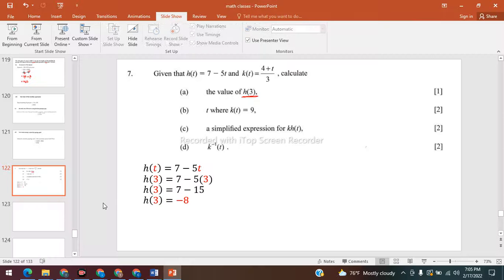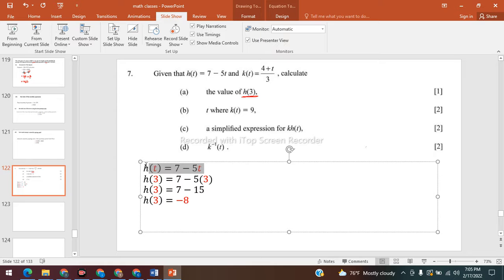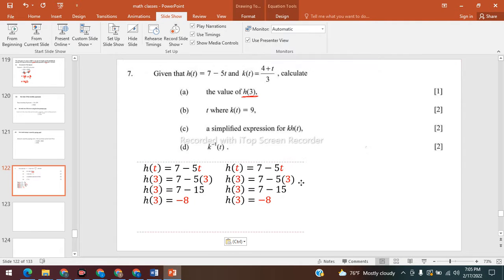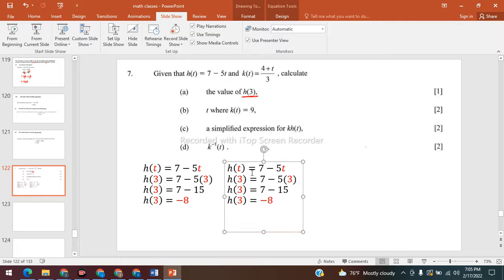Let's do another one just like this, even though they don't have it written. What if I wanted h of 4? Can someone tell me the value of h of 4? How would we do that? Work it out and tell me what the answer is.